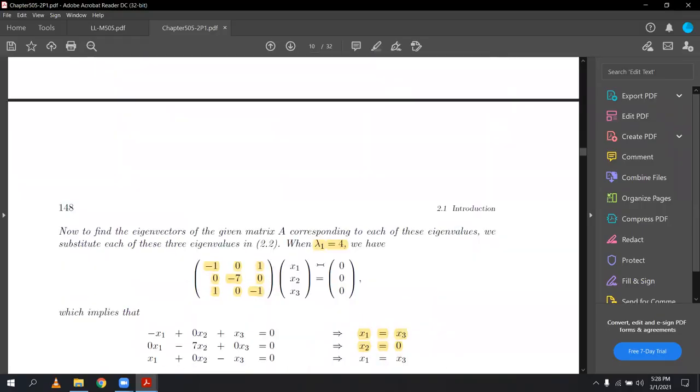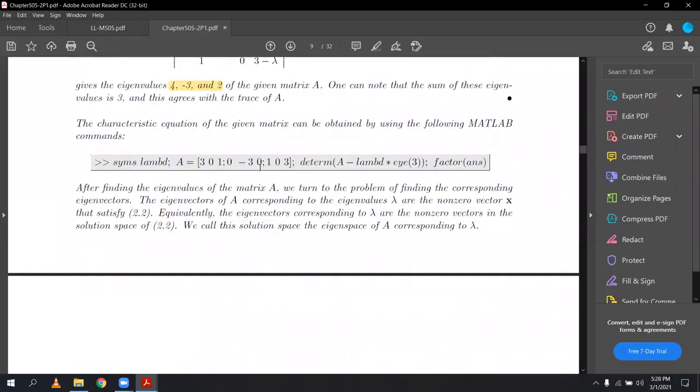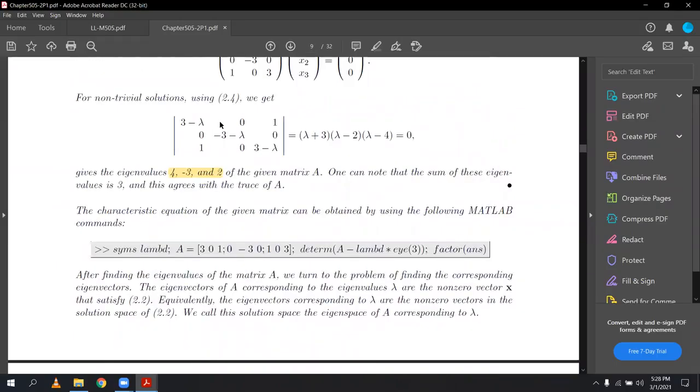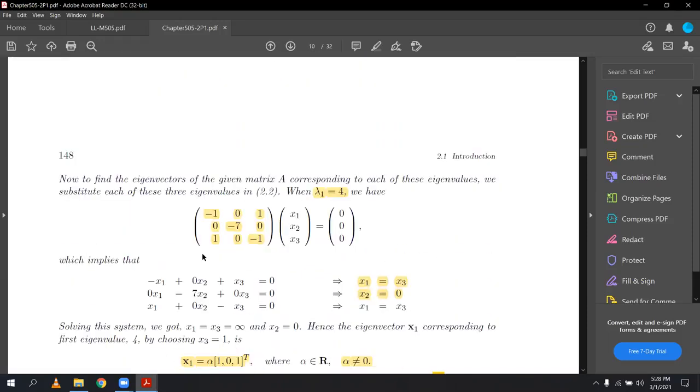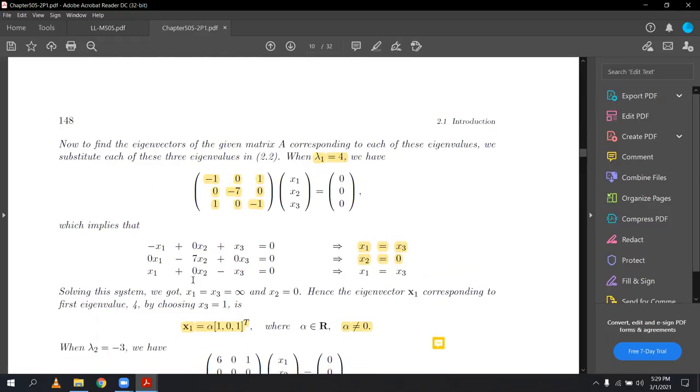First I put lambda 1 equal to 4 in our equation. In this equation, when you put A minus lambda I times x equal to this, so when you put lambda equal to 4, you have this shape here. And now when you have this shape, you can see what the second equation gives you.